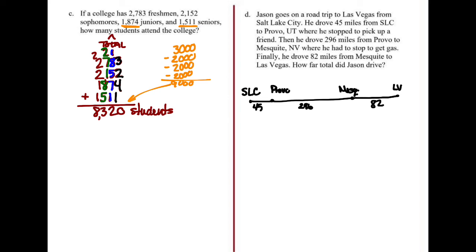So that, to me, is part of understanding what we're doing. You can draw a picture, you can read through it multiple times, you can do whatever it takes. But if you see it this way, and I don't like having just LV, it looks weird. So, Las Vegas, and it was 82. I can tell here that I need to add them all the way across to see how far I drove total, right? So that's my plan.